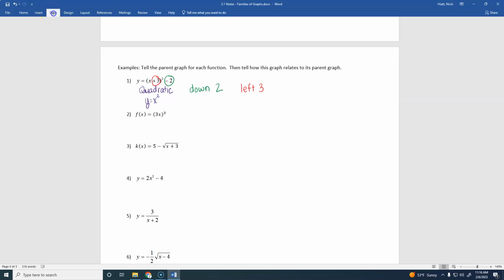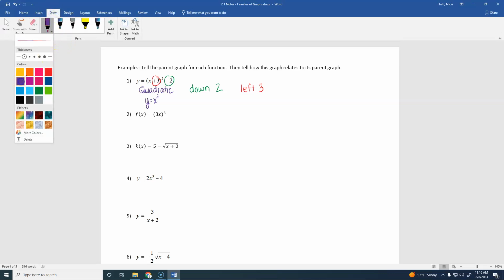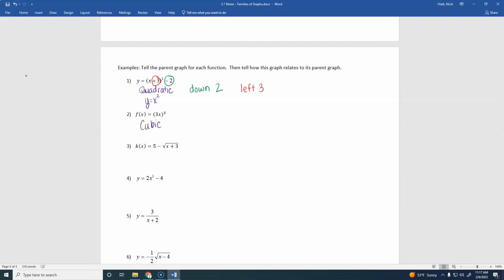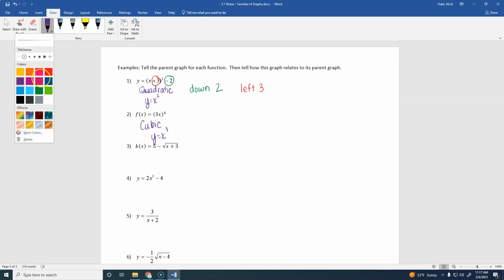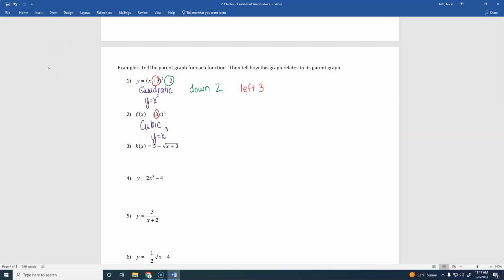Okay, questions? All right, Abby, what is our parent graph for number 2? Good. So cubic, and a cubic is y equals x cubed is our parent graph. So the only thing that I have different here is I've got that 3 right there that is being multiplied by my x. So Troy, what do you think? What's that going to do?